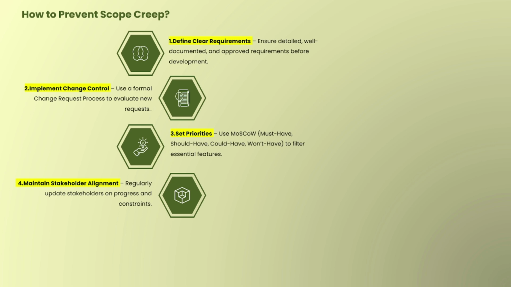Then the next is maintain stakeholder alignment. This is also very important. Keep stakeholders in the loop. What does it mean? Regularly update everyone involved so they know what is happening, what is possible and what's not. So no surprises for the stakeholders either. This is purely the work of the business analyst.